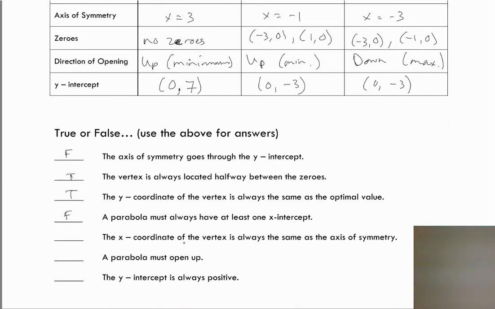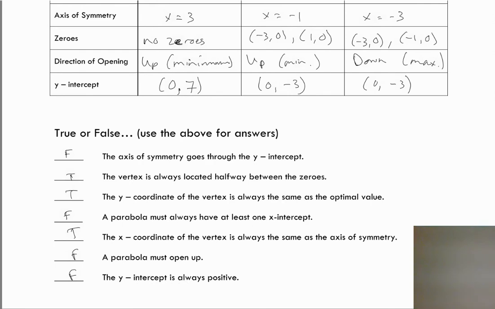The x-coordinate of the vertex is always the same as the axis of symmetry. True. So the vertex tells us the axis of symmetry with its x-coordinate, and it tells us the optimal value. The parabola must open up. Well, no, it can open up or down. The y-intercept is always positive. No, it can also be negative.